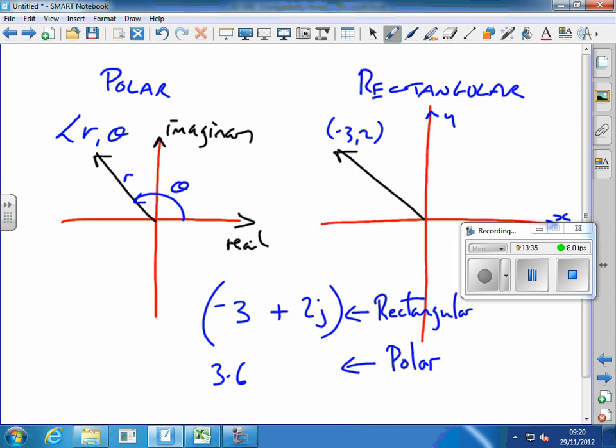You do close the bracket. Actually, you can get away without closing it often. 3.6, and then if you scroll along, you'll get the angle. So, yeah, it's 3.6. Yes, it is, that's right. Angle 146. Whoops.